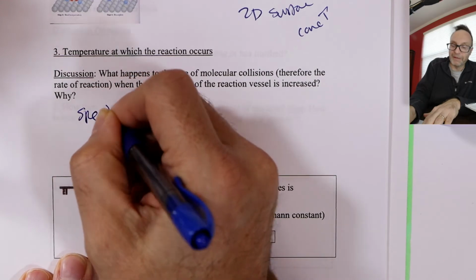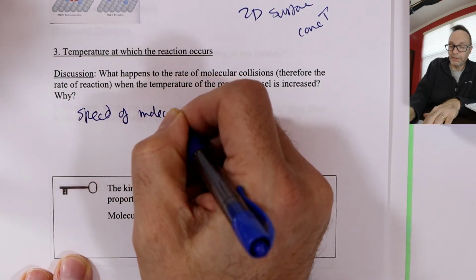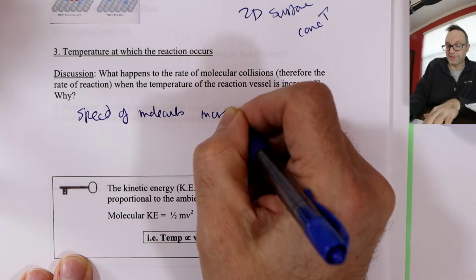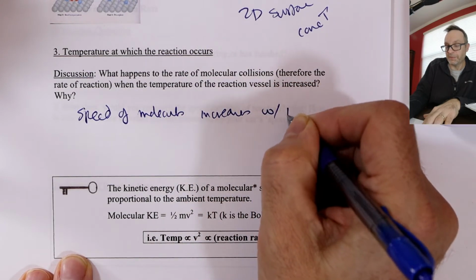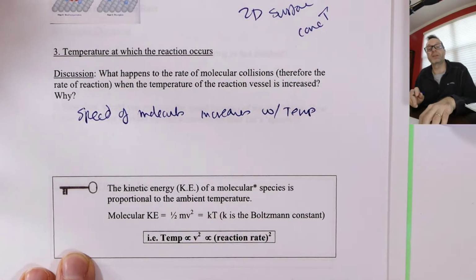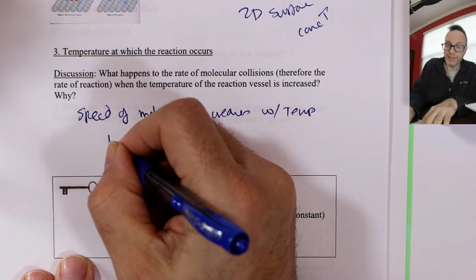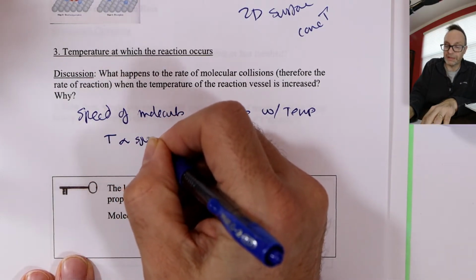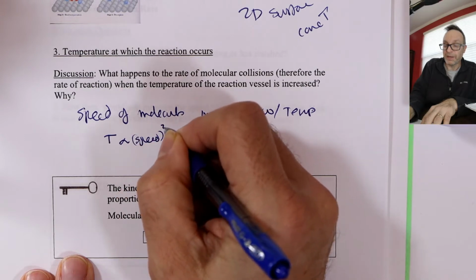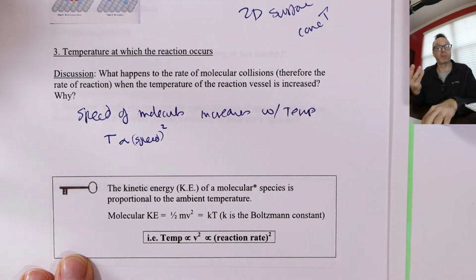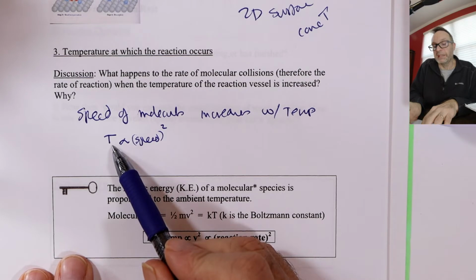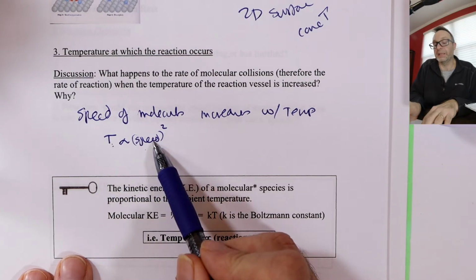So the speed of molecules increases with temperature. Now, it's interesting because it's not a linear thing. It's actually an exponential thing, right? So T is proportional to speed squared. Energy for an object is half mv squared, right? So velocity squared is proportional to energy or temperature, right? So the more energy they have, the hotter the temperature, the speed goes up a lot, yeah.